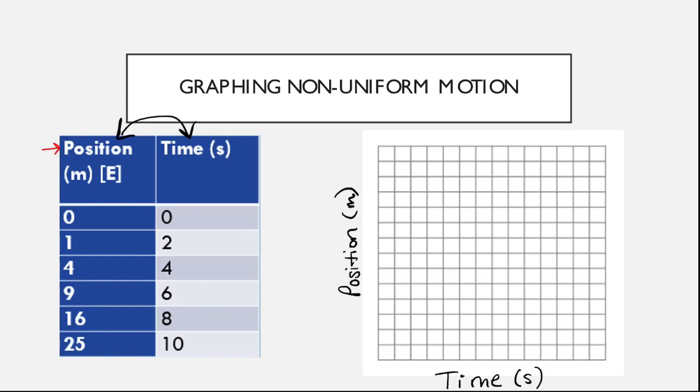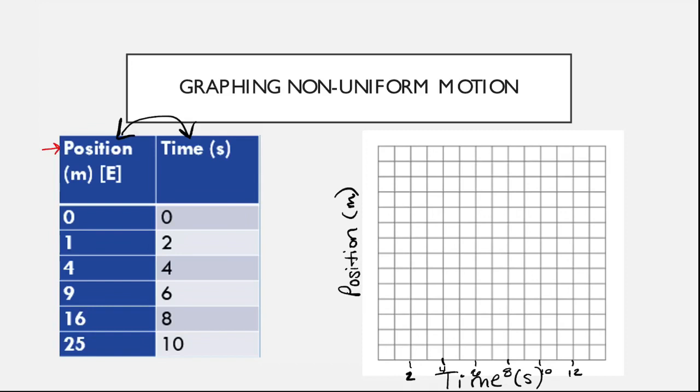Then we need to figure out the scale. Time goes from 0 to 10, so it looks like 1, 2, 3, 4, 5, 6, 7, 8, 9, 10. Every one has to be 1 second. Again, I'm only going to label every other one to make my life a little bit easier.